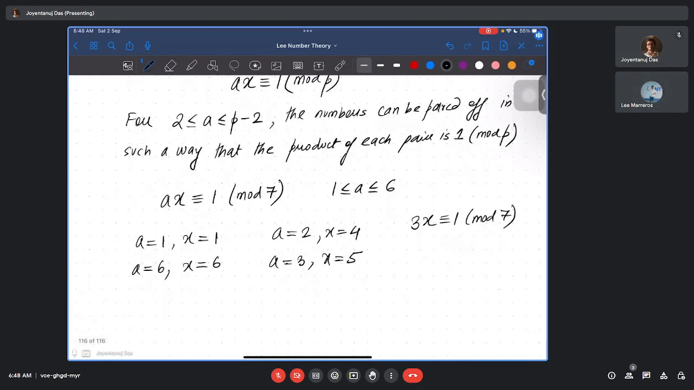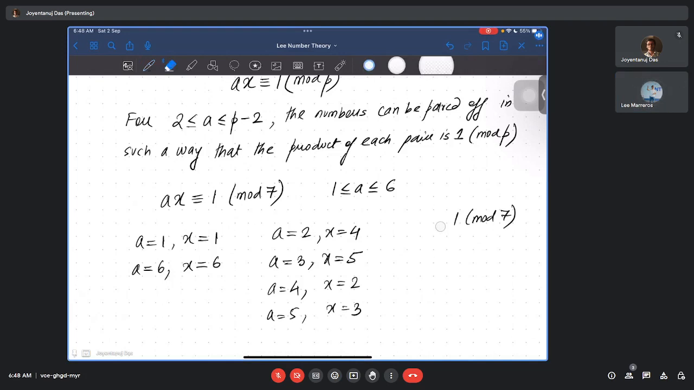Now if I take a equals 4, again I can use x equals 2, because I can interchange, since 4 times 2 and 2 times 4 is the same. Similarly, if a equals 5, then x equals 3. So for each quantity between 2 and 5, I can pair them up. 2 and 4 I can pair together, and 3 and 5 I can pair together, such that their product is always 1 mod 7.